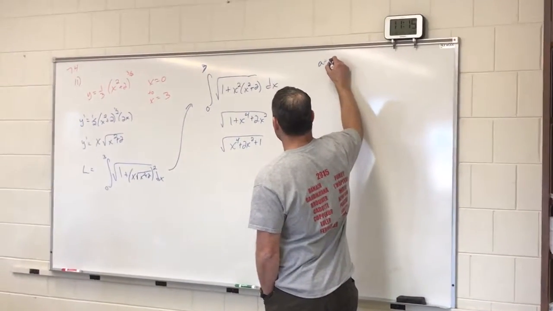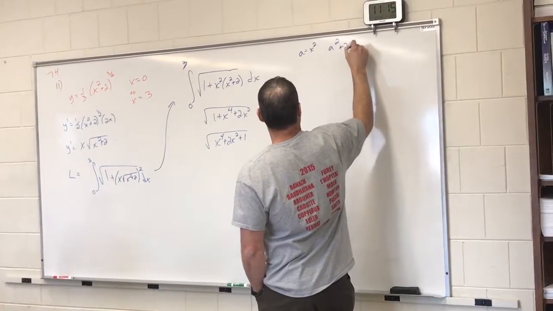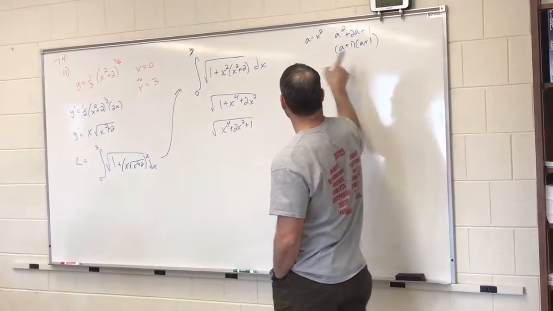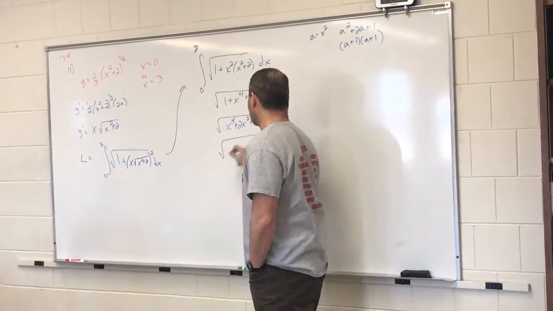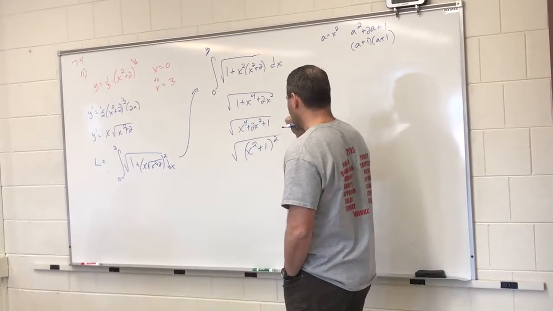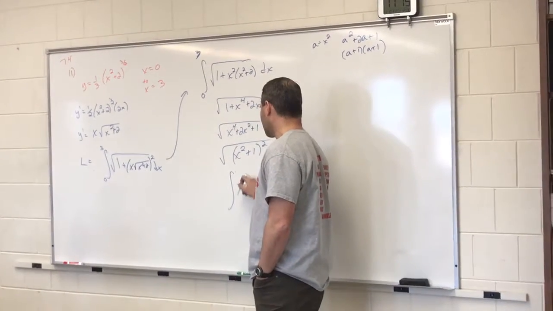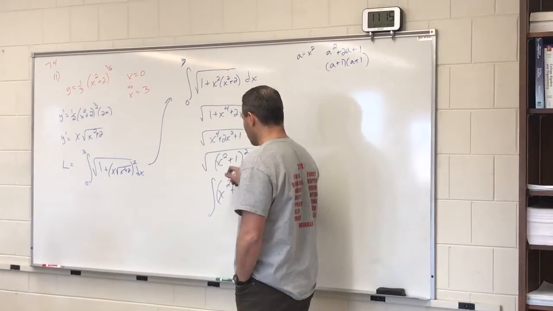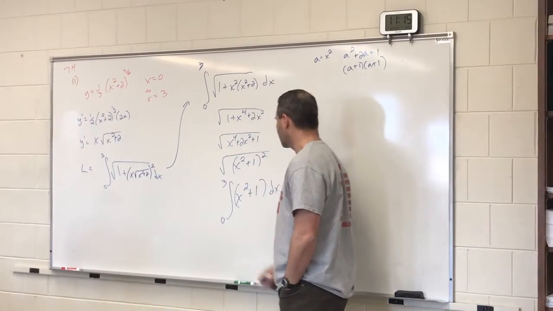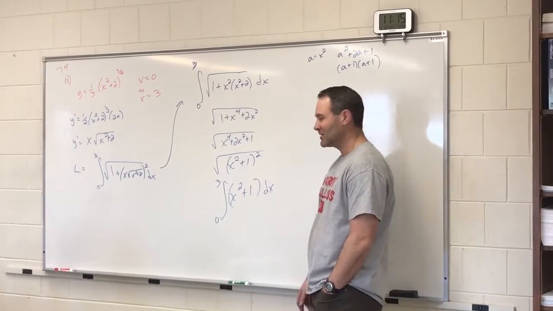So if you say a is x squared, then this is a squared plus 2a plus 1. So it's a plus 1 times a plus 1. So it's x squared plus 1, quantity squared. The square root of that is just x squared plus 1. So we're now integrating x squared plus 1. It's actually the absolute value, from 0 to 3. The absolute value of x squared plus 1 is redundant because it could never be negative.